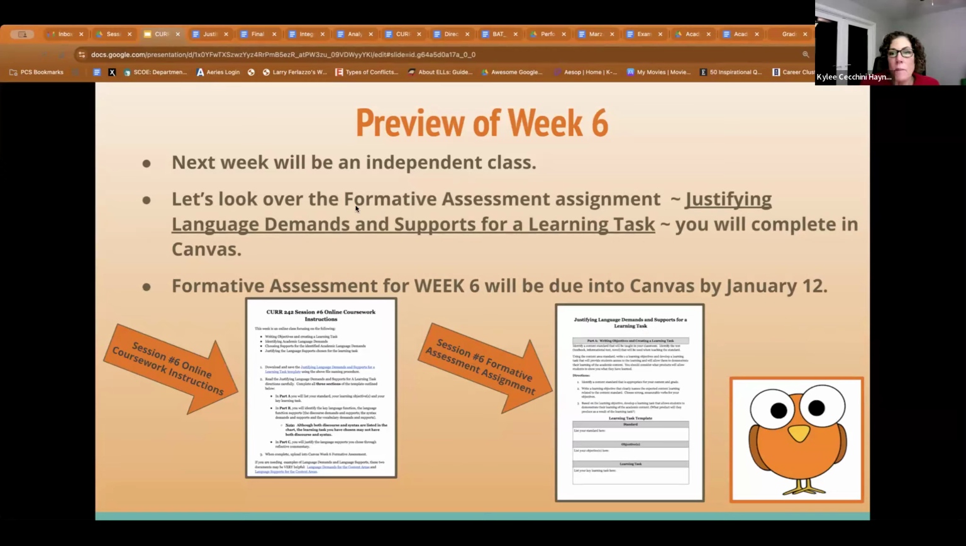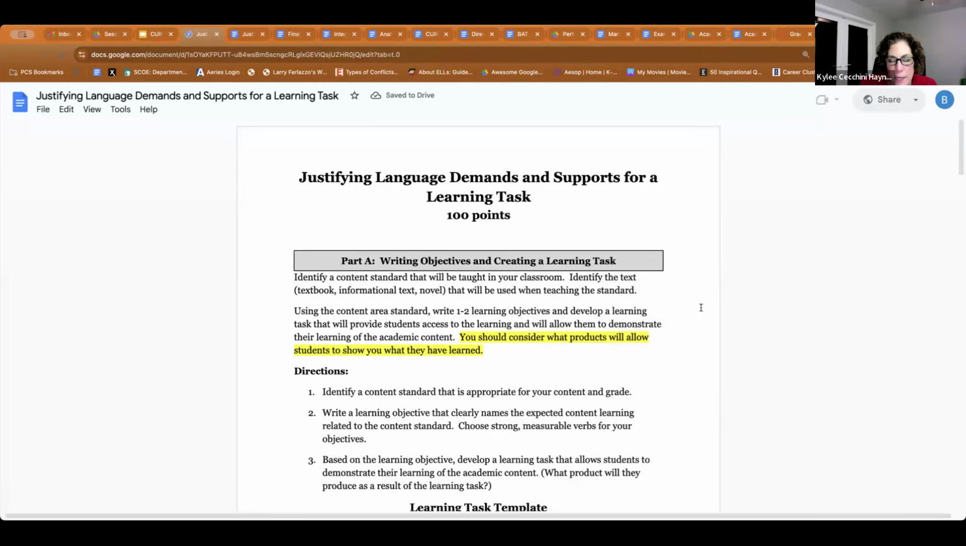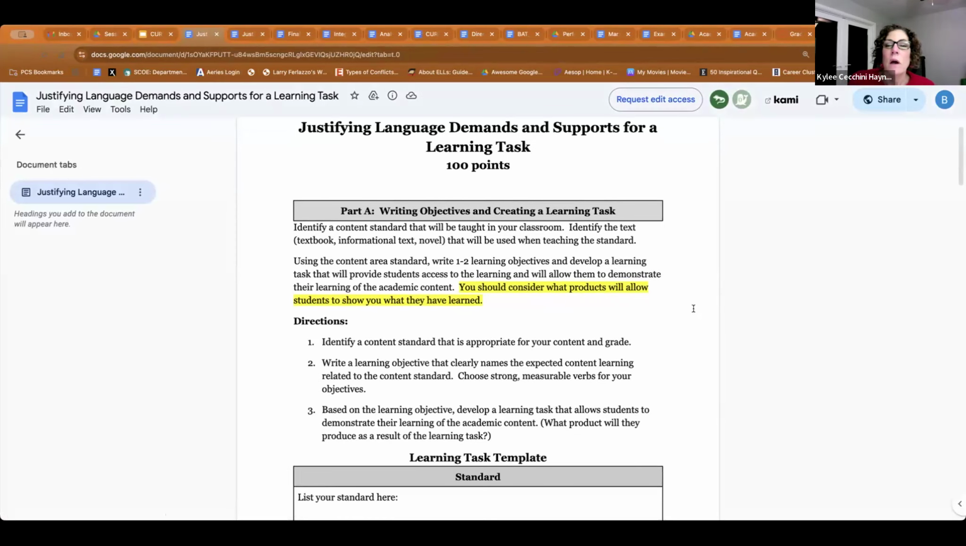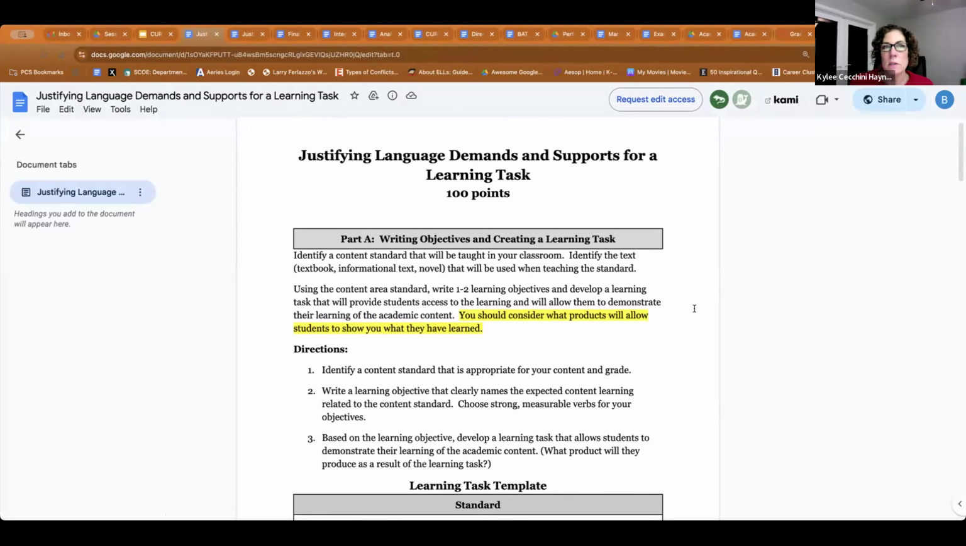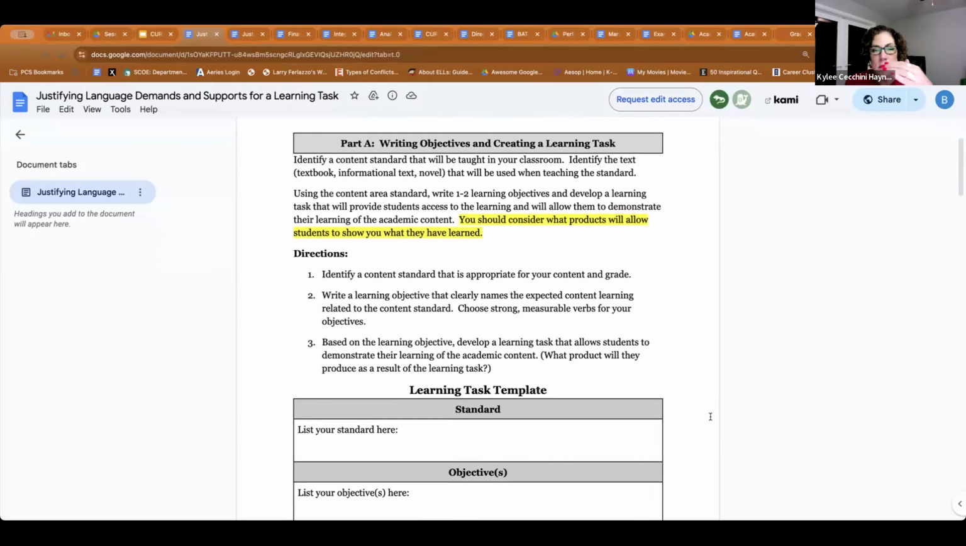What the assignment is called is Justifying Language Demands and Supports for a Learning Task. All right. Again, why we're doing this is because this is what EdTPA is going to have you do. This also is worth 100 points. It is a good preliminary to the capstone project that we're doing. So if you follow these directions, I think you'll be fine.